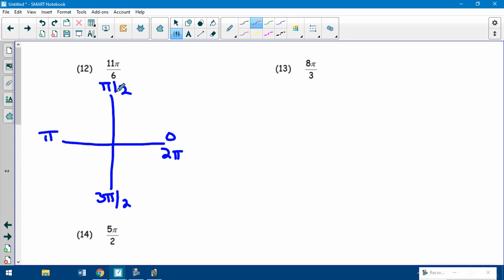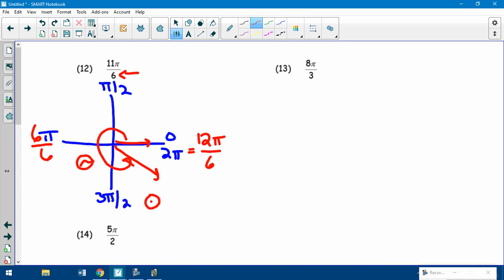What would you want to think of pi as? Pi is 6 pi over 6, because I'm over 6 now. It's all about what numbers on the bottom. We're kind of getting common denominators. So 11 pi over 6 is way past 6 pi over 6. What would 2 pi be? It's 12 pi over 6, because 12 divided by 6 is 2. So that's equivalent. So 11 pi over 6 is just 1 before 12 pi over 6, which means you should be in quadrant 4. Good job if you thought quadrant 4.